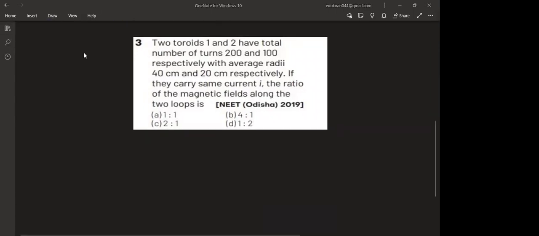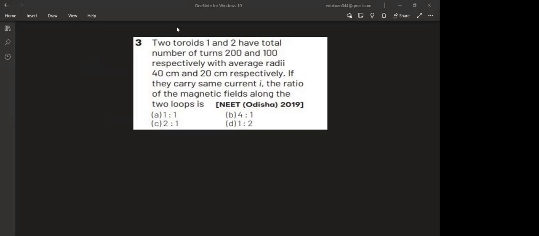So this question says that two toroids, 1 and 2, have total number of turns 200 and 100 respectively, with average radii 40 centimeters and 20 centimeters respectively. So two toroids are given and they have the same current. Current is the same, number of turns are different, radii are different. You have to find out the magnetic fields across the two loops.